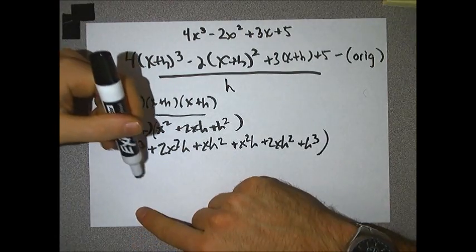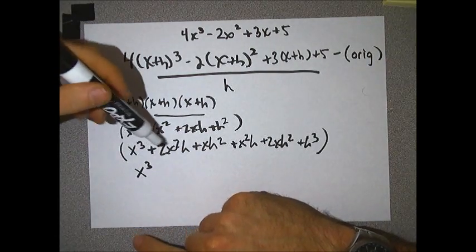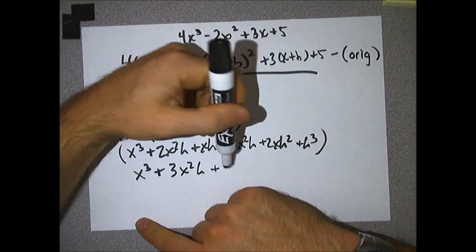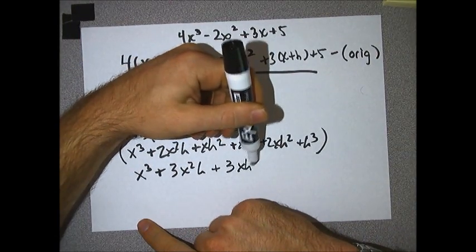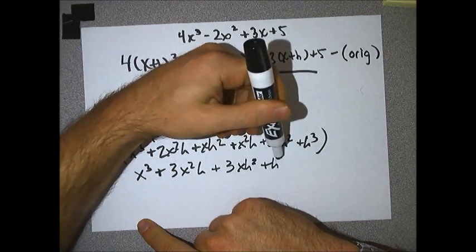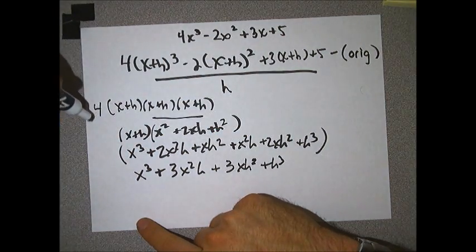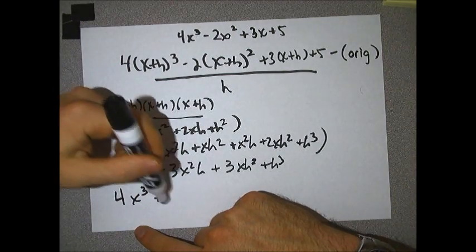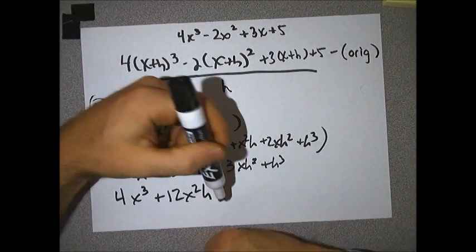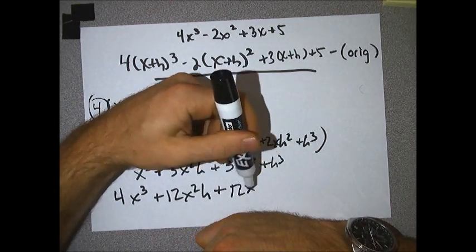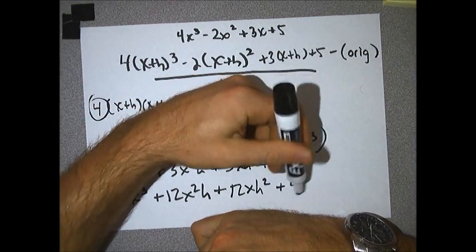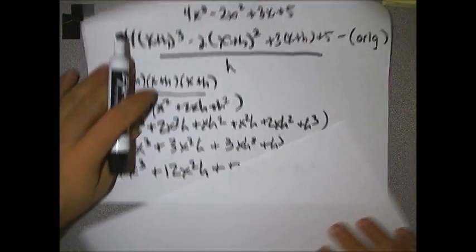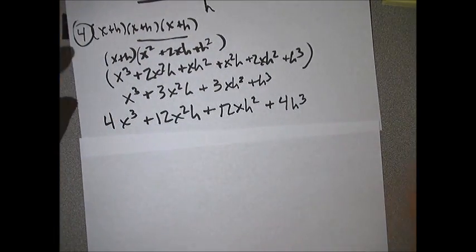Can we combine anything? I see x to the third. What do we have? 3x squared h plus 3xh squared plus h to the third. Distribute the 4 from up here. So 4x to the third plus 12x squared h plus 12xh squared plus 4h to the third. So that's just the cubic term.